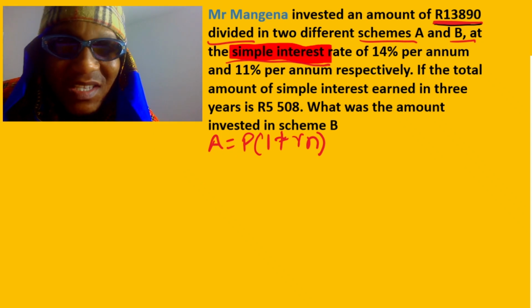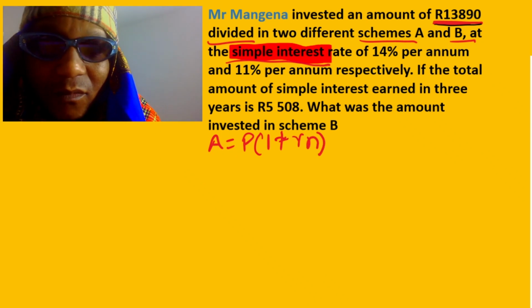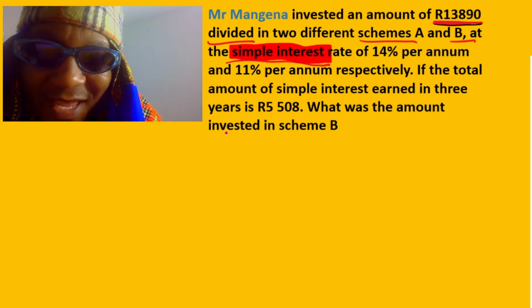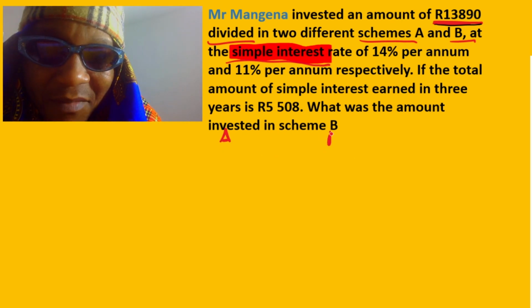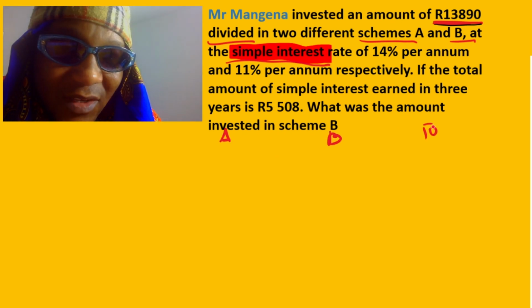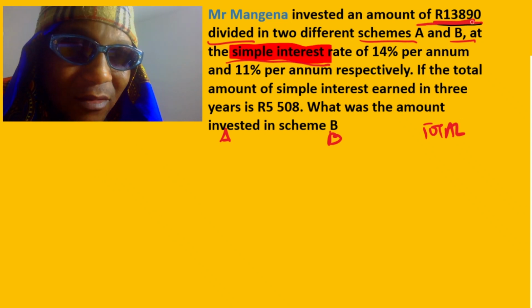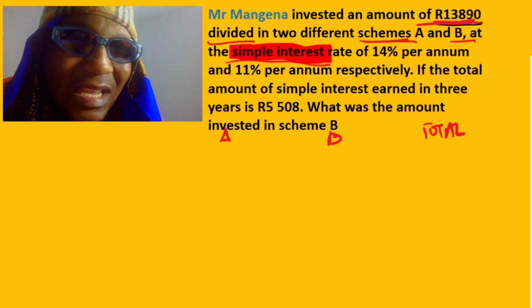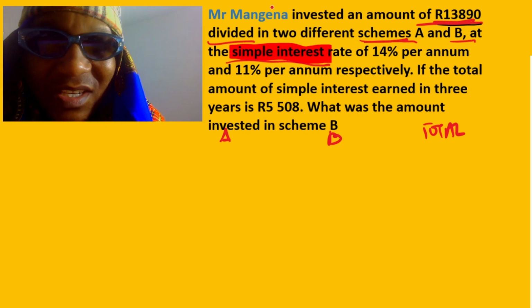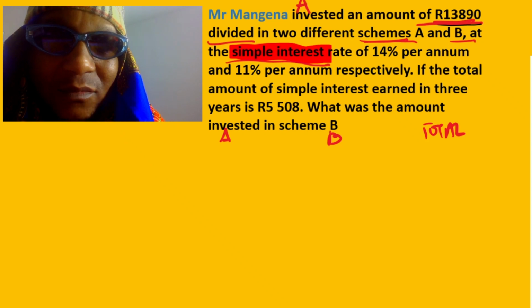Now let's put scheme A and scheme B together. Let me write here: this is going to be scheme A, this is going to be scheme B, and this is going to be our total. So Mangena invests this amount, and then he divided it into two different schemes. So we don't know in scheme A how much he put. Okay, so our general formula, let me write it here. General formula equals amount.